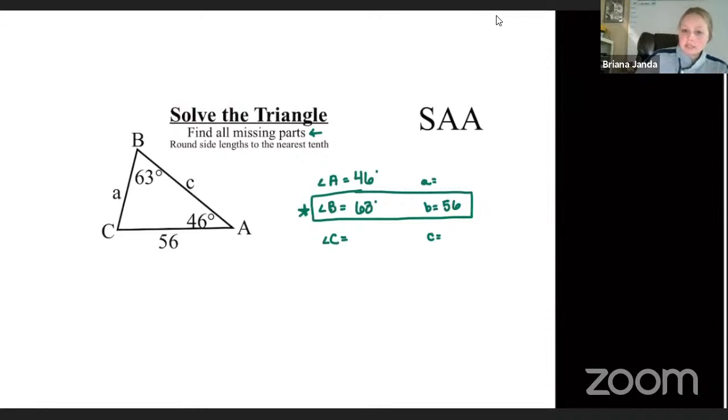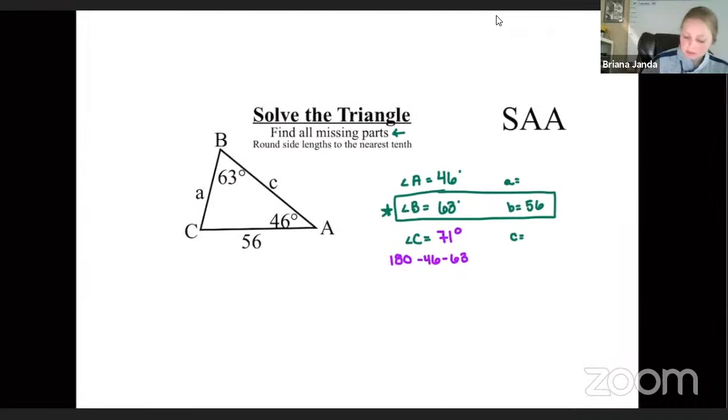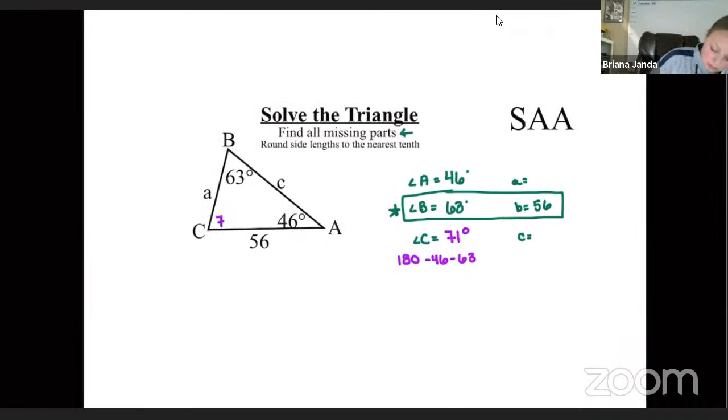And I will tell you the easiest thing is always to fill in your missing angle. So to start with, I would find my third angle, and that would be remembering the fact that the triangle sum is 180 degrees minus the angles we know, 46 degrees and 63 degrees. And when I do that, we should come up with 71 degrees. So we've now found one of our 3 missing parts, and we can mark that in our picture as well.